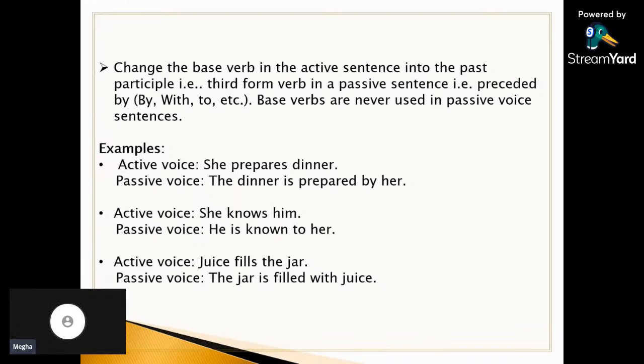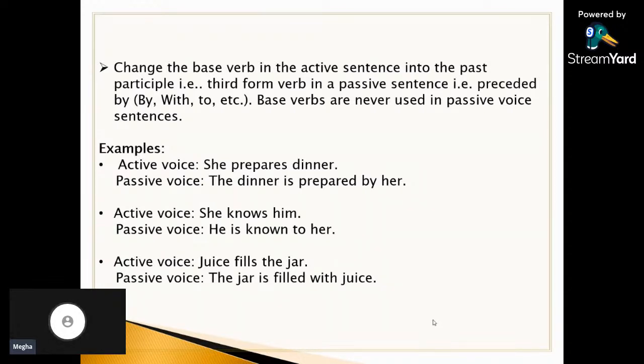So here you can see the example for active voice. She prepares dinner. Okay, see the tense here. She prepares dinner. When written in passive voice, the dinner is prepared by her. You have changed it to the past participle. The dinner is prepared by her.